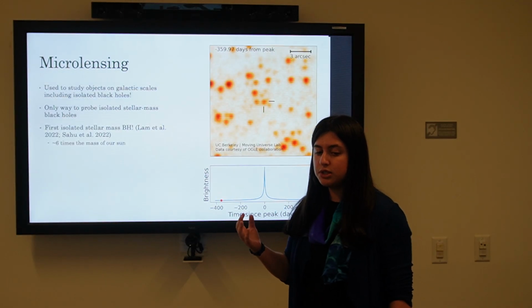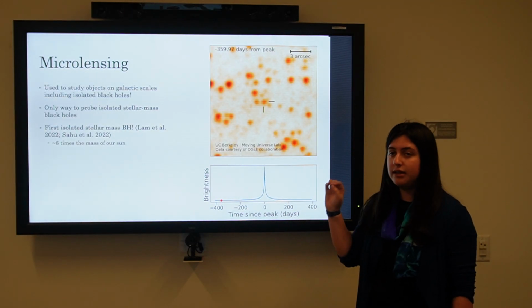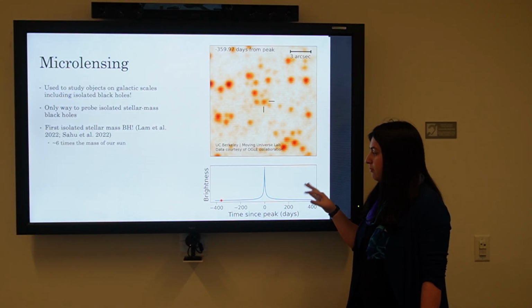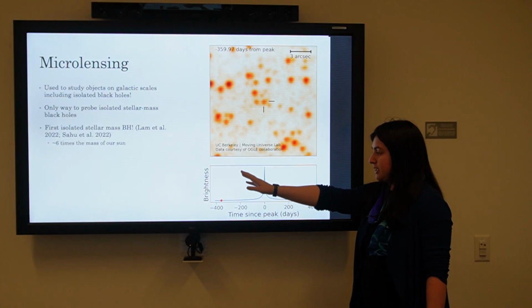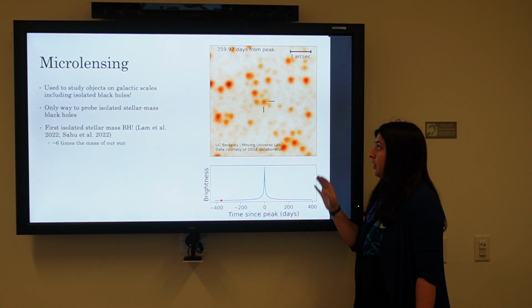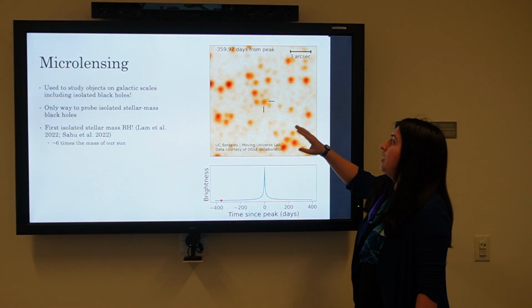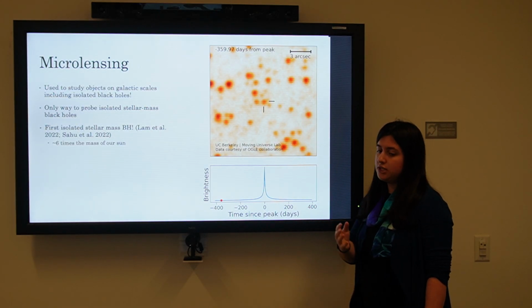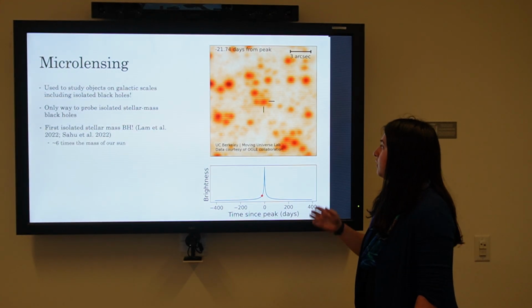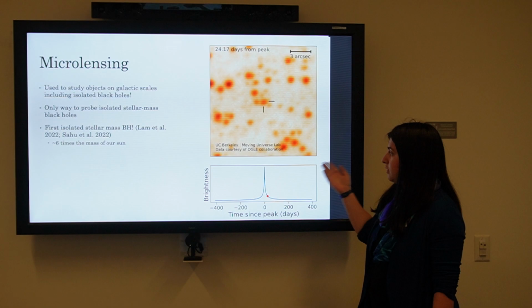This method was used to find the first isolated stellar mass black hole. In this movie that I'll play, you'll see a representation of what's called the light curve. This is the brightness over time. And you'll see a set of images. And you'll see the star get brighter and fainter again as the black hole passes in front of it. You can see here it gets brighter and then fainter again.